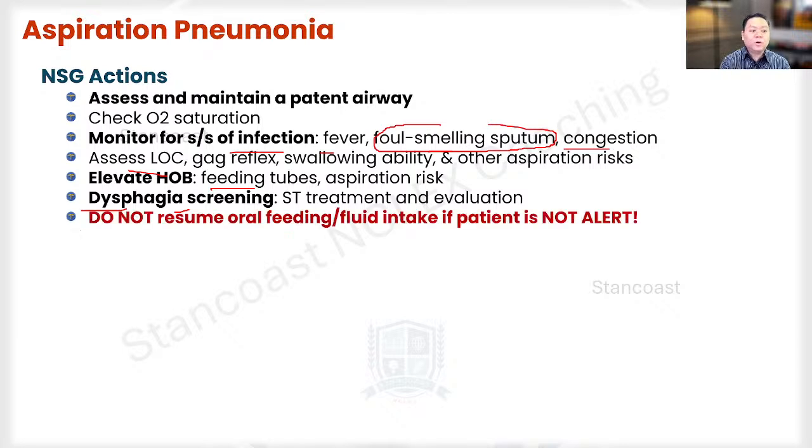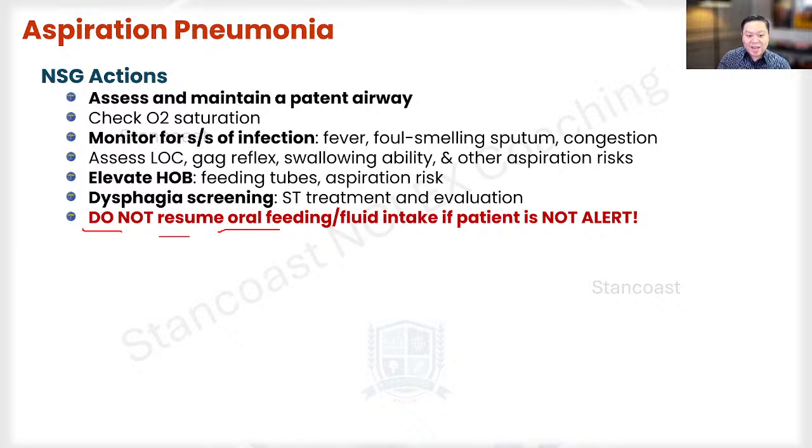Okay. Now we're also going to have to keep in mind, guys, once the patient has that aspiration incident, do not resume any kind of oral feeding, including any oral fluid. No, this is a big no. And also, if your patient is not alert, right? They cannot follow instructions, or maybe they're drowsy or lethargic, it is advisable to not resume any oral intake of any sort of food or fluid.